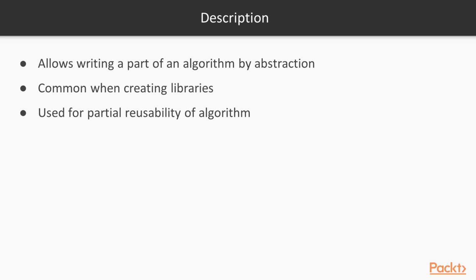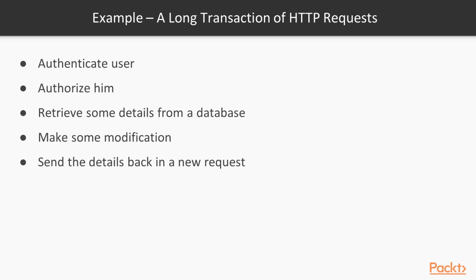The template design pattern lets the user write a part of an algorithm while the rest is executed by the abstraction. This is common when creating libraries to ease some complex task, or when reusability of some algorithm is compromised by only a part of it. Imagine, for example, that we have a long transaction of HTTP requests. We have to perform these steps.